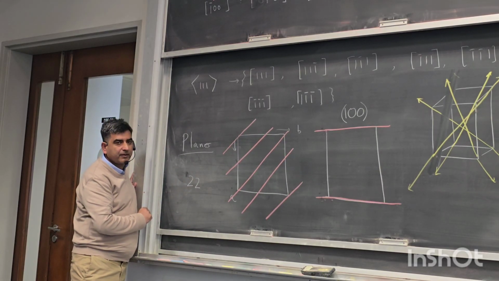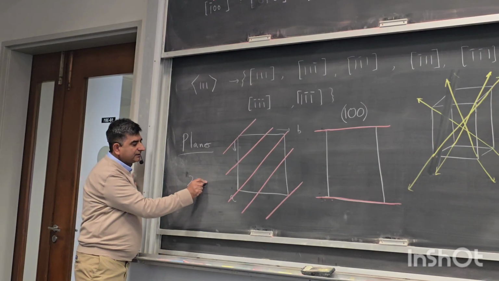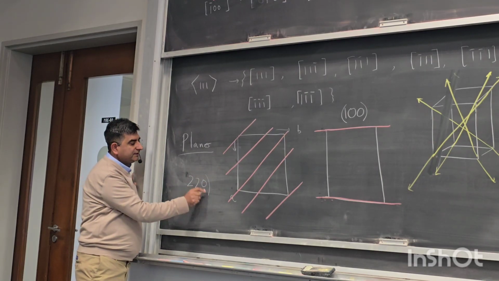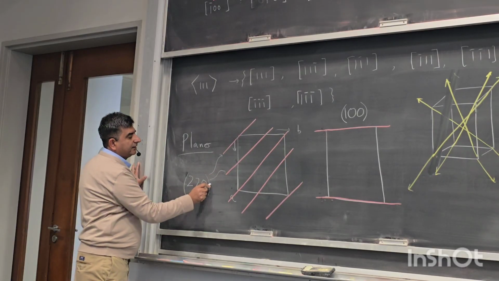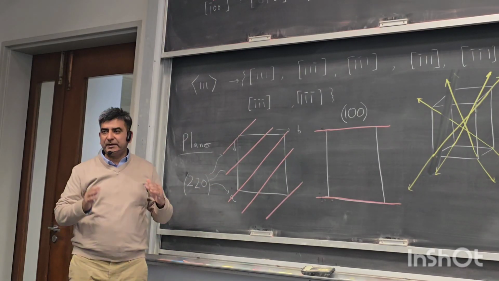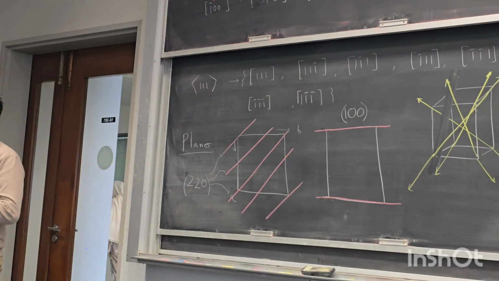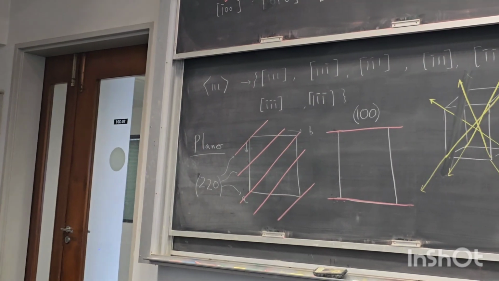2, 2, correct? And along C, I don't encounter any crossing. So these planes, this plane, all of these planes have the Miller indices 2 2 0. Alright?